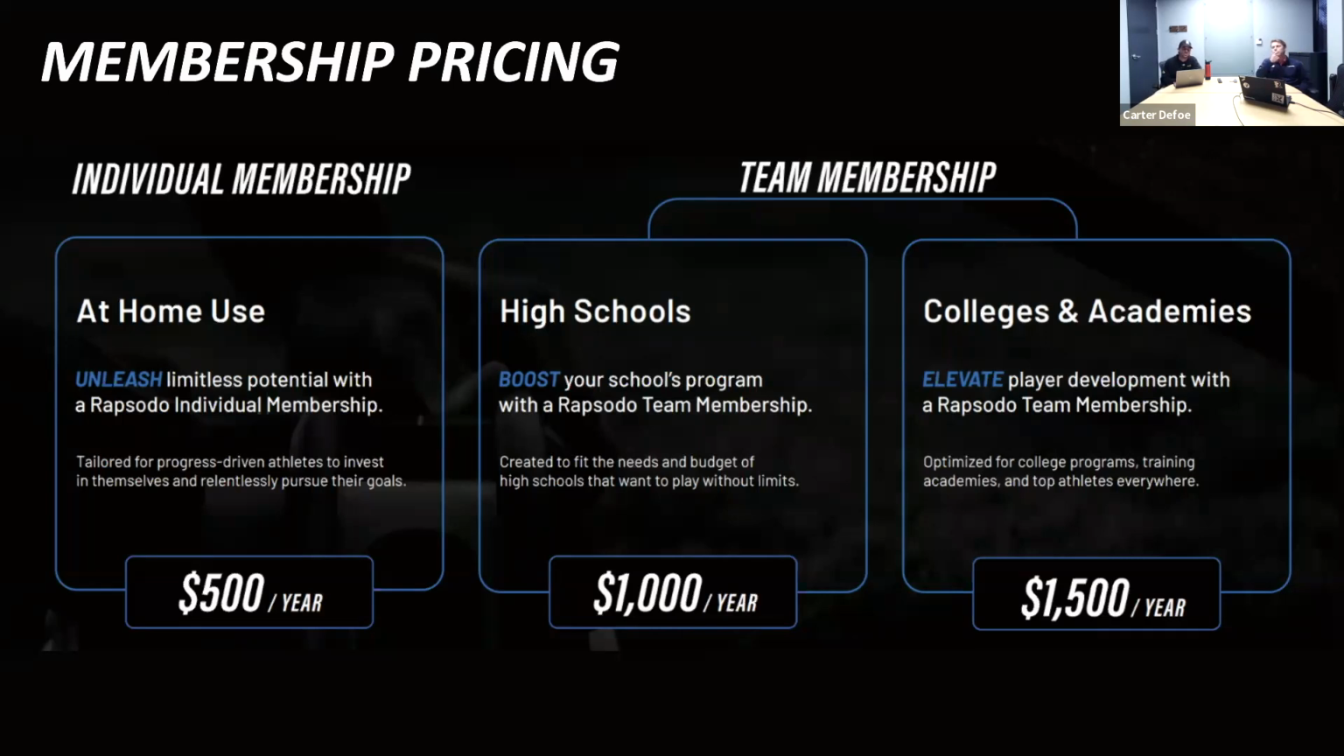There is also a high school membership. This is for high school specific programs only. That one is $1,000 a year. This gives you access to 100 player profiles. And then the highest tier one is tailored to colleges, academies, or facilities. That one is the team membership for $1,500 a year. This gives you access to 150 player profiles.